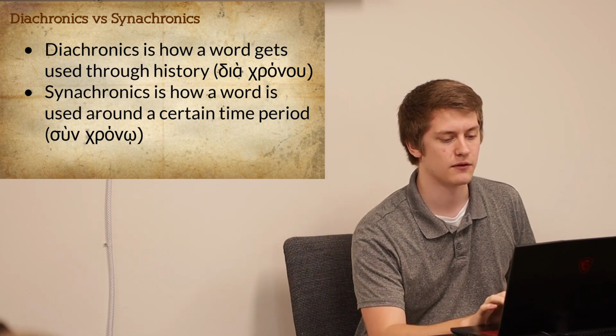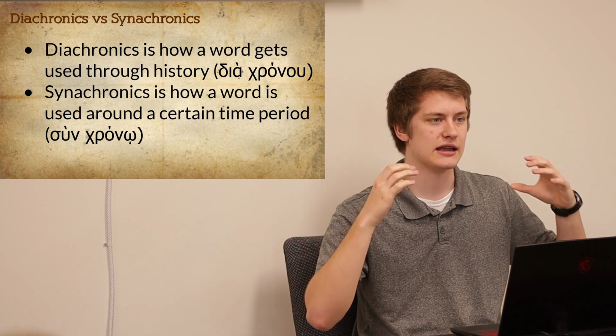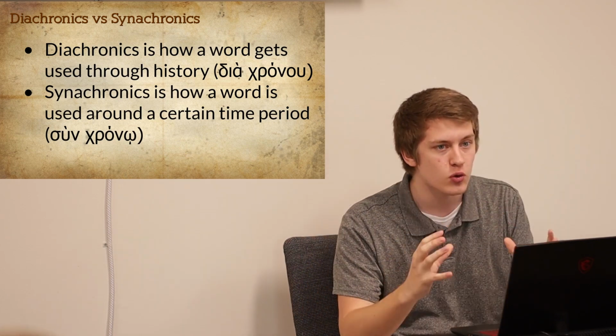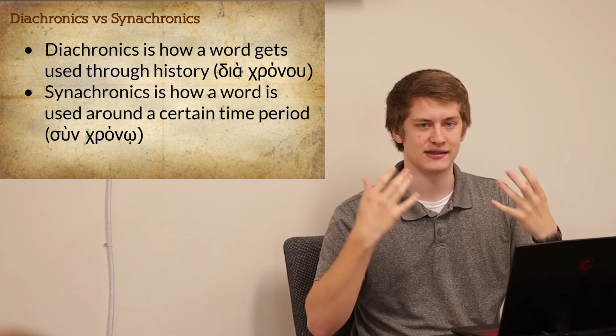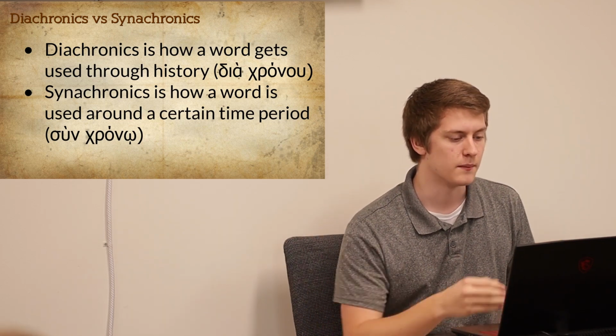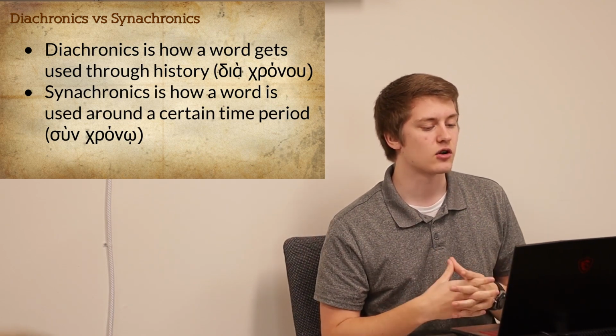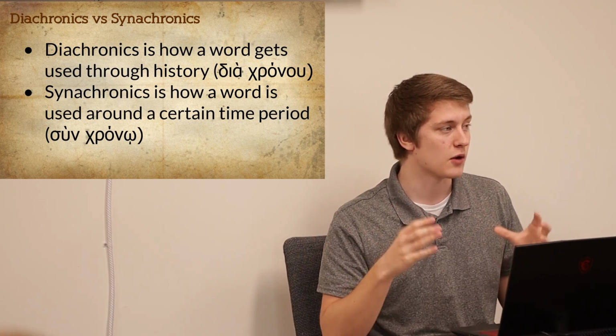And if I have two Greek words here, diachronou. So dia is a preposition that means through, and chronos means time. So through time, that's where diachronics comes from. This is in contrast to synchronics. Synchronics is how a word is used around a certain time period.